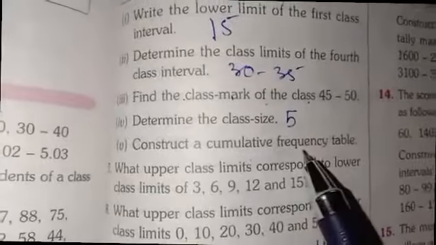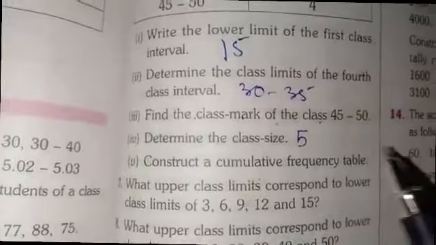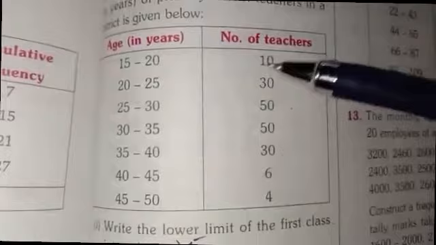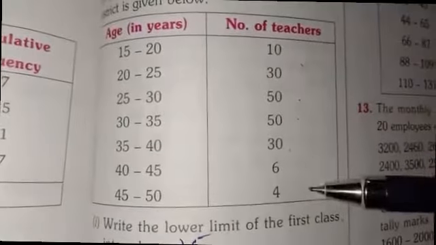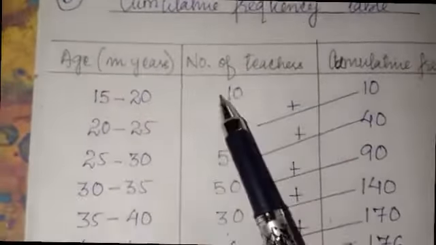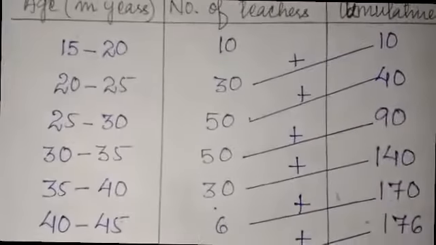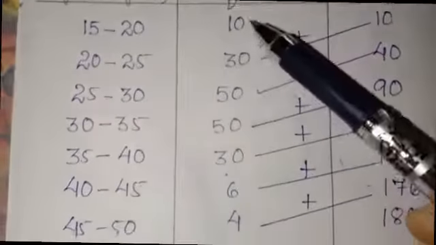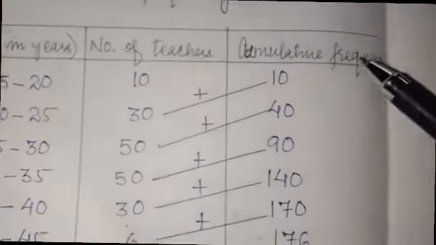Construct a cumulative frequency table. Now you have to construct a cumulative frequency table. So you have to write this one. Then you have to add one more column here. So here this is your cumulative frequency table. Your age and number of teachers are given in the question. So these two columns are already given. We have to find the cumulative frequency.